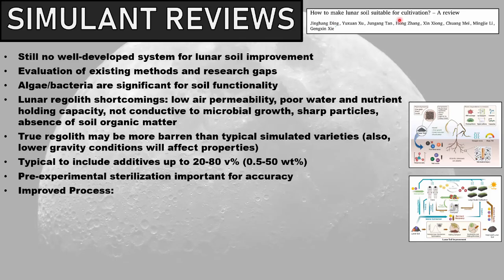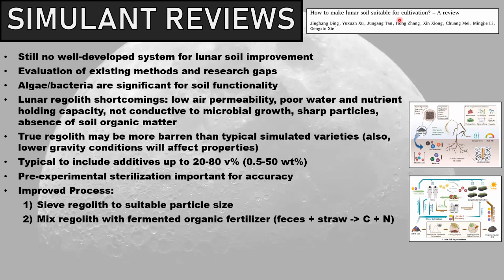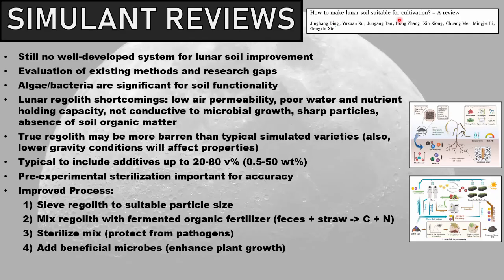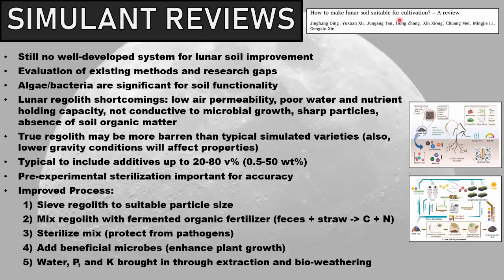Anyways, what this paper came out with as an improved process, not necessarily for every experiment, but for how it would work in a real lunar situation, is this process they came up with. You're going to want to start by sieving regolith to get suitable particle sizes, then mix it with fermented organic fertilizer. Here they suggest feces and straws to get the carbon and the nitrogen. Then sterilize the mix to protect from pathogens, then add back in beneficial microbes to enhance plants' growth, and then those other things that are needed, water, potassium, phosphorus, are going to need to be brought in through extraction and bio-weathering.